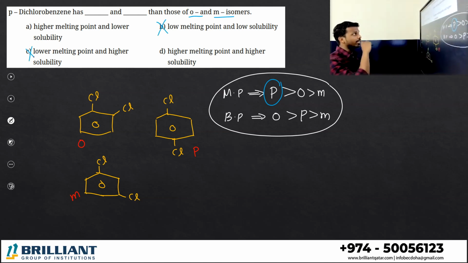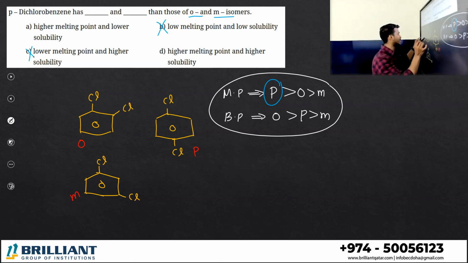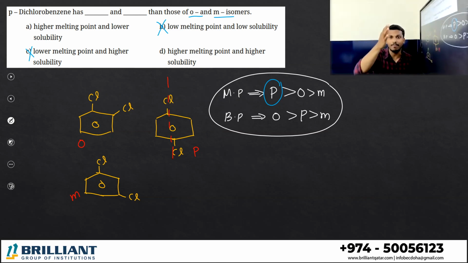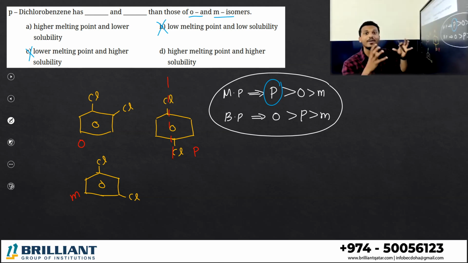Then what about their solubility? You know, dear student, para products have high symmetry. Because of greater symmetry, they possess a greater melting point. Because of the greater symmetry of para dichlorobenzene, they occupy the crystal lattice very tightly. They have a rigid structure. Therefore, they have a high melting point.